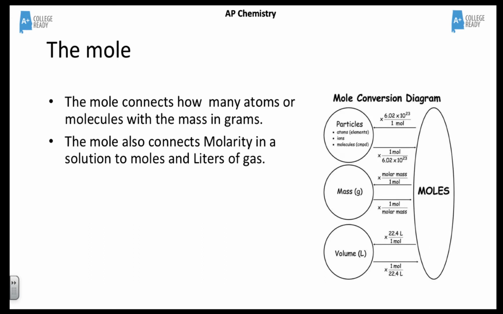The mole concept is absolutely central to AP chemistry. The students need to be able to convert from particles, atoms, and ions, to moles, from moles to grams, and then from grams to liters. Not only do we go from grams to liters, but we also continue that on, and we can talk about molarity of a solution. Being able to connect all those concepts is vitally important.